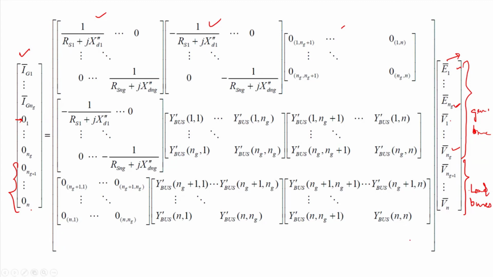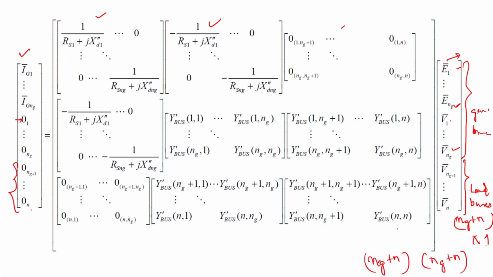Okay, so now we can say that this is... what will be the size of this bus? Can you tell the Y bus matrix and these vectors, current and voltage vectors? So this will be NG plus N by... sorry, this will be (NG plus N) into 1, this vector, and the Y bus matrix will become (NG plus N) into (NG plus N).